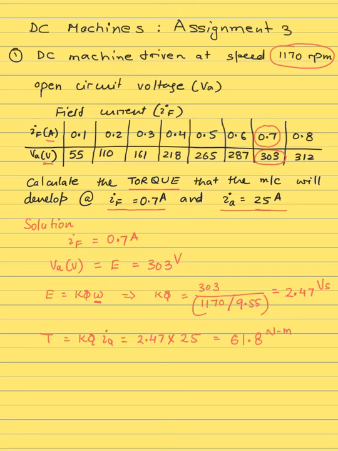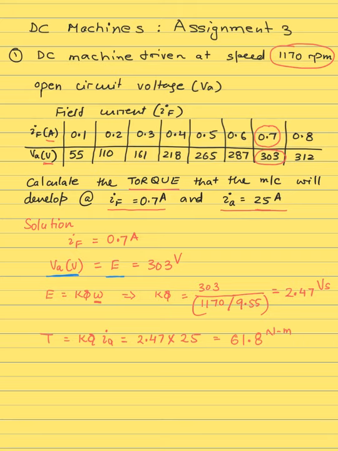and the standard units for torque are Newton meters. The main thing to pay attention to is that under the open circuit voltage, also called the no load state, you have VA equals E. That's the most important thing to notice.